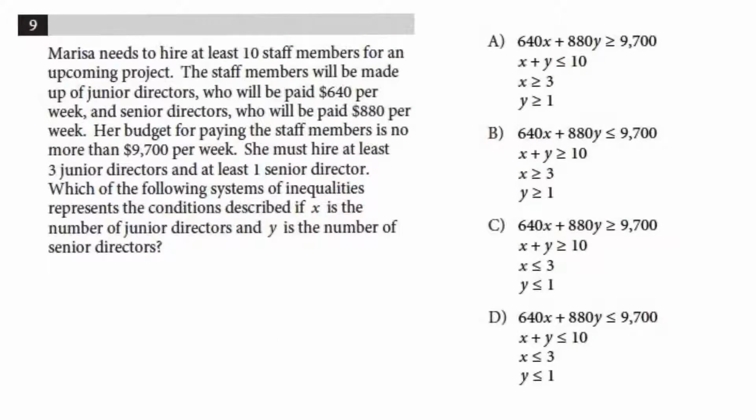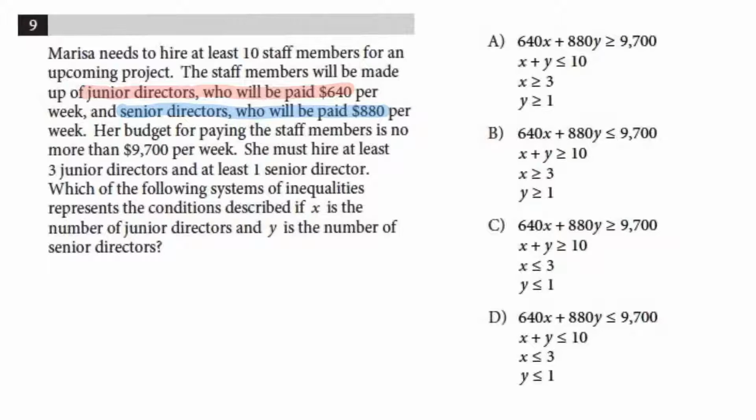Number 9. Marissa needs to hire at least 10 staff members for an upcoming project. The staff members will be made up of junior directors. Okay, I'm just going to highlight some of this. Junior directors who will be paid $640 per week. Let's get some blue. Senior directors who will get paid $880 per week. And I guess that's it. Junior directors and senior directors.